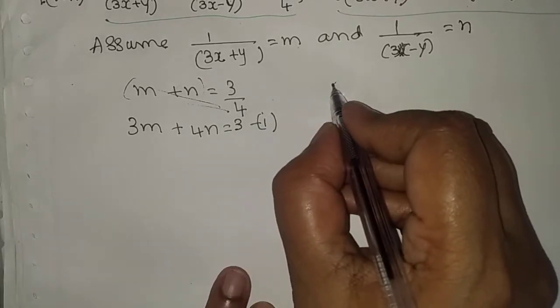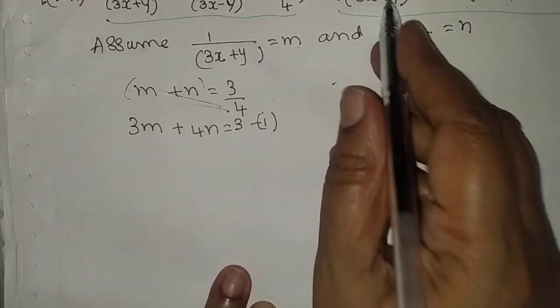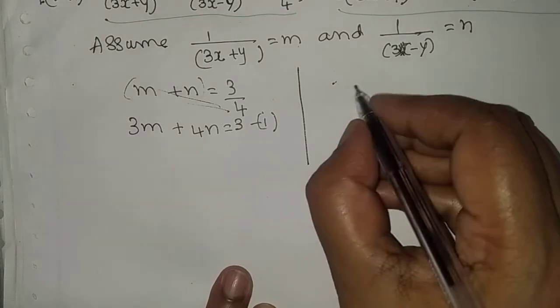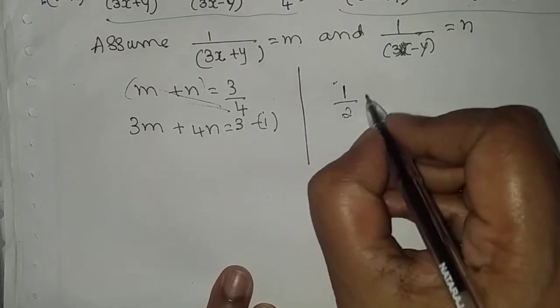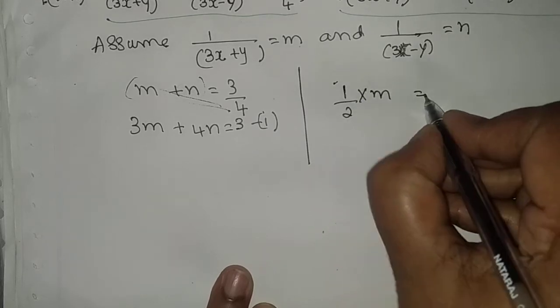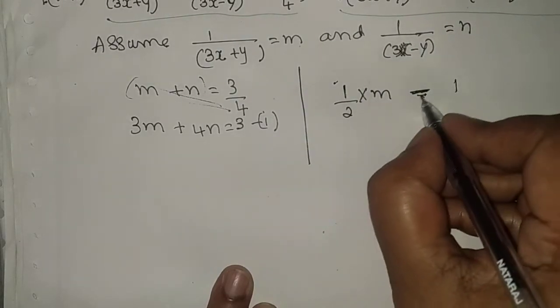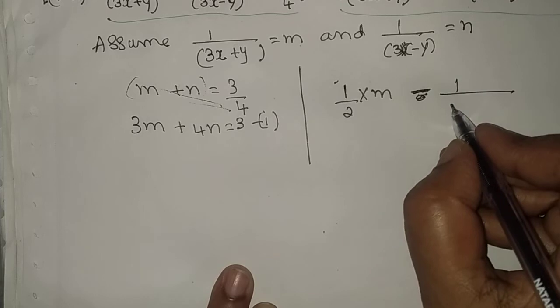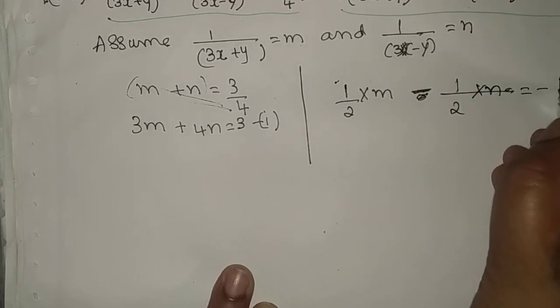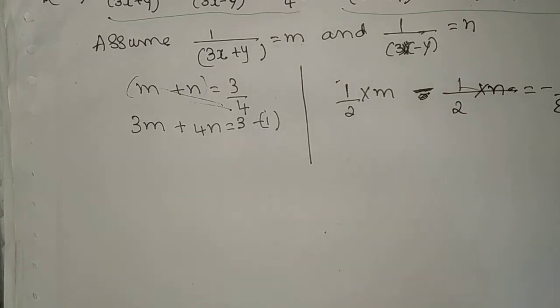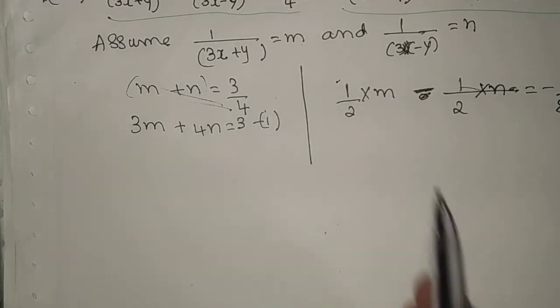Now in the second equation we have to substitute this. This will become 1 by 2 into m minus 1 by 2 into n is equal to minus 1 by 8. Now we have to just simplify this.